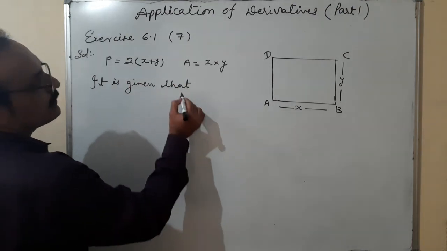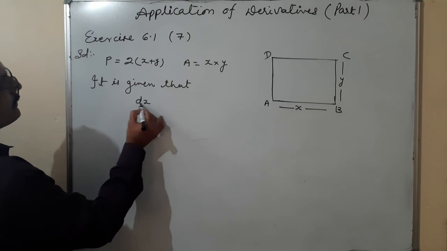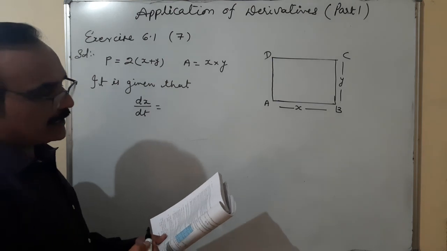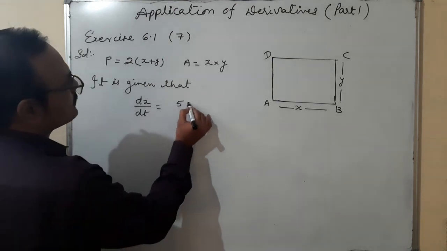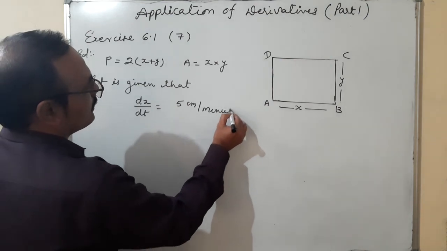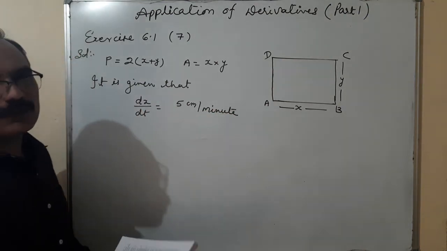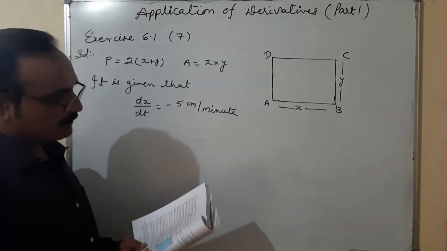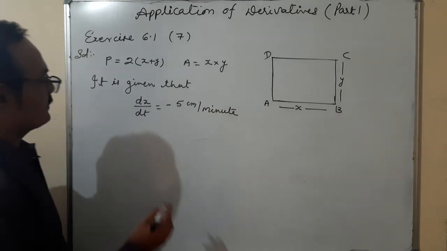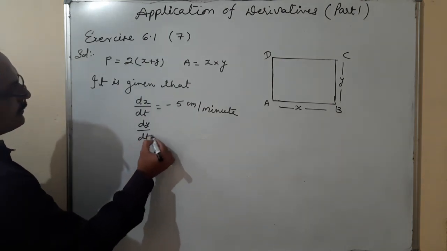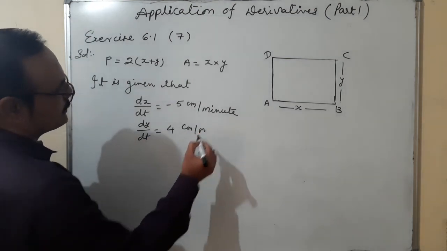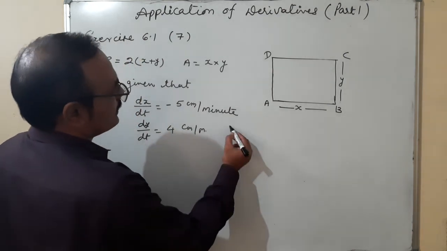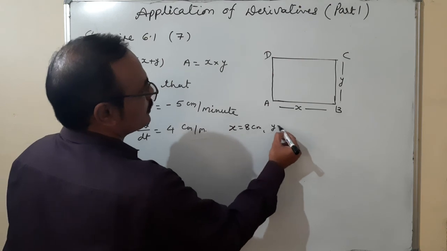It is given that length x is decreasing. dx/dt is equal to 5 centimeter per minute. Decreasing, that means generally we put a minus sign over here. And the breadth y is increasing, so dy/dt is equal to 4 centimeter per minute. It is increasing, plus sign. x is equal to 8 centimeter and y is equal to 6 centimeter.